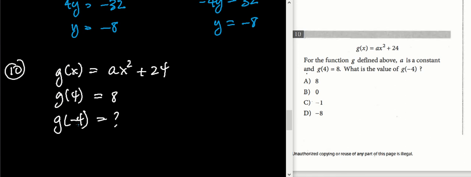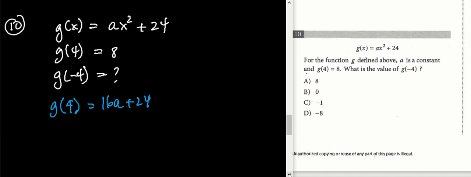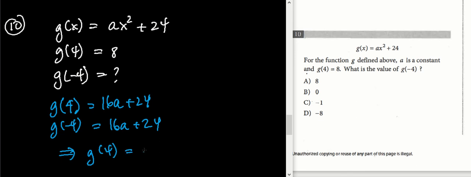So just to make it more explicit, g of 4 is equal to 16a plus 24. g of negative 4 is also equal to 16a plus 24. That implies g of 4 is equal to g of negative 4, which is equal to 8. So our answer is A.